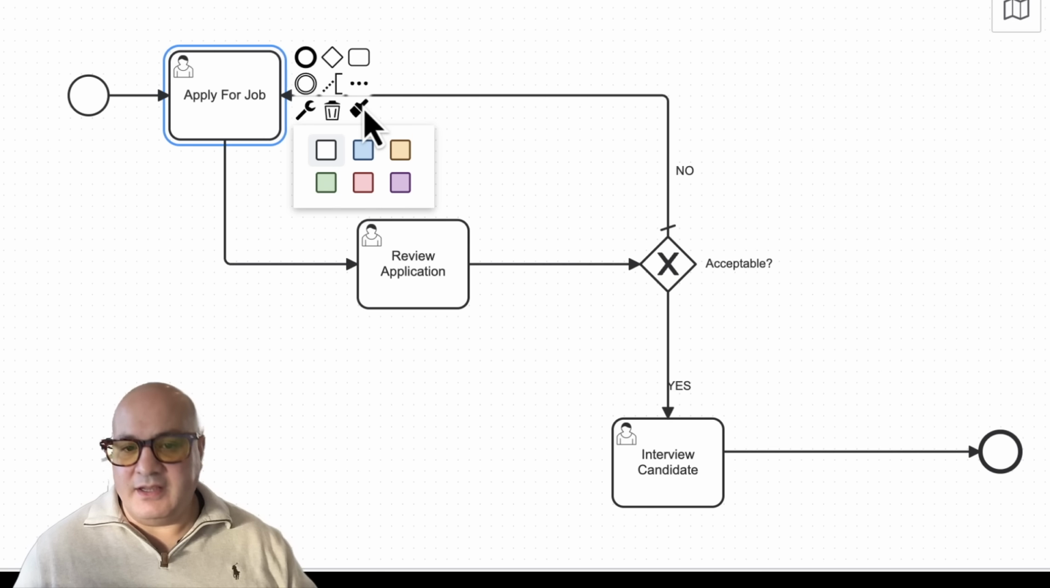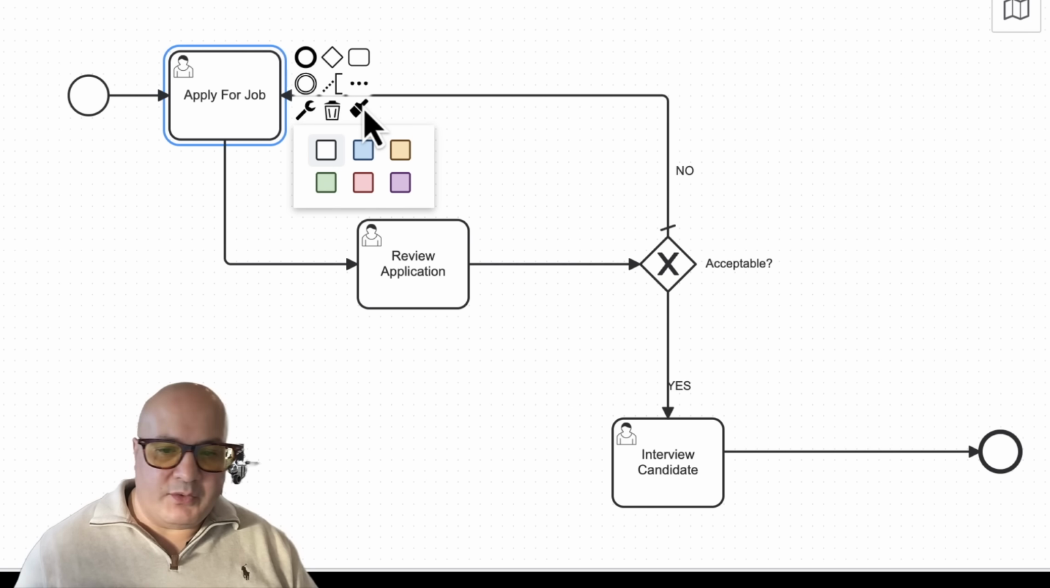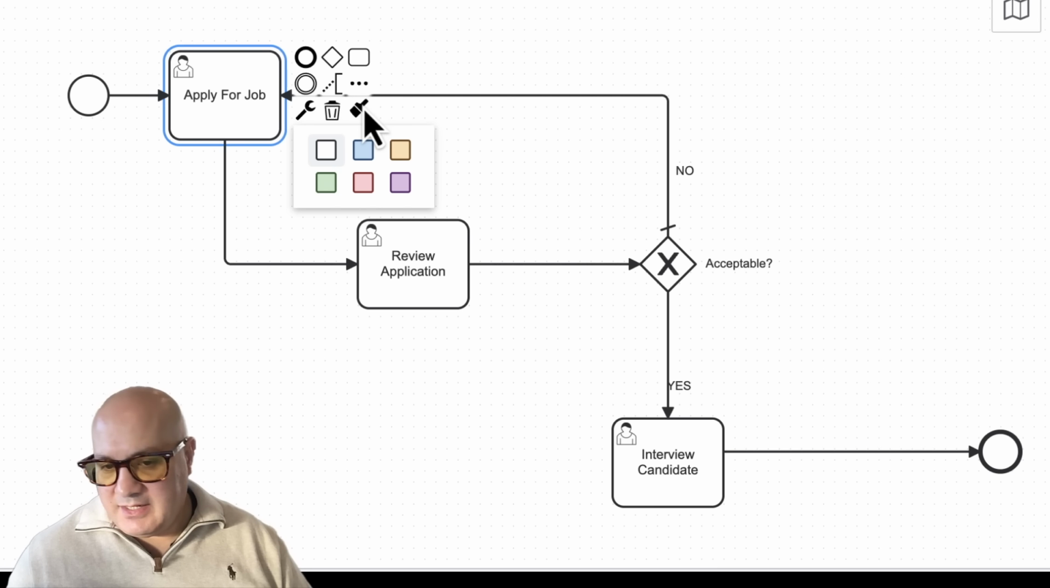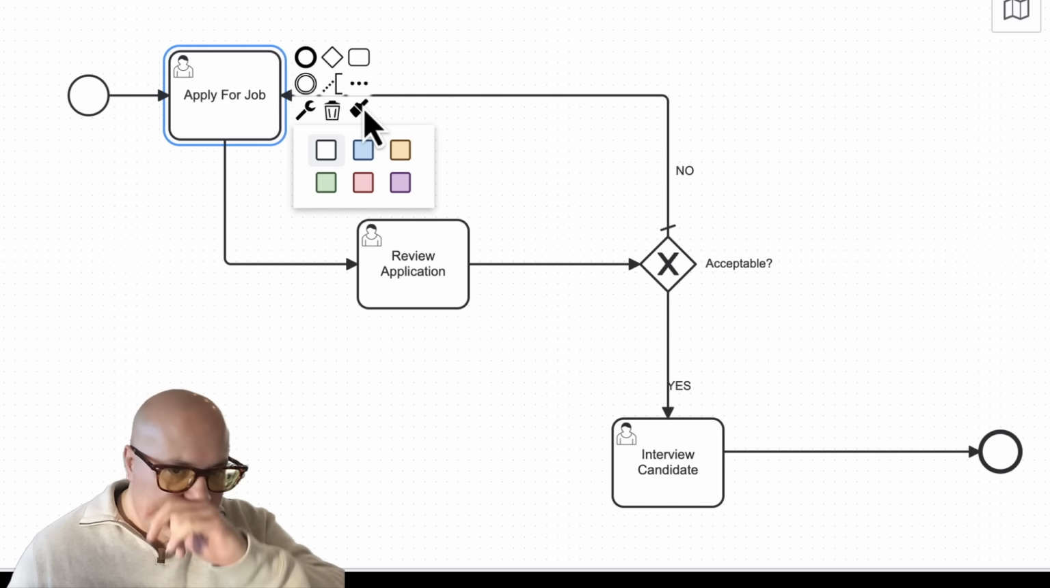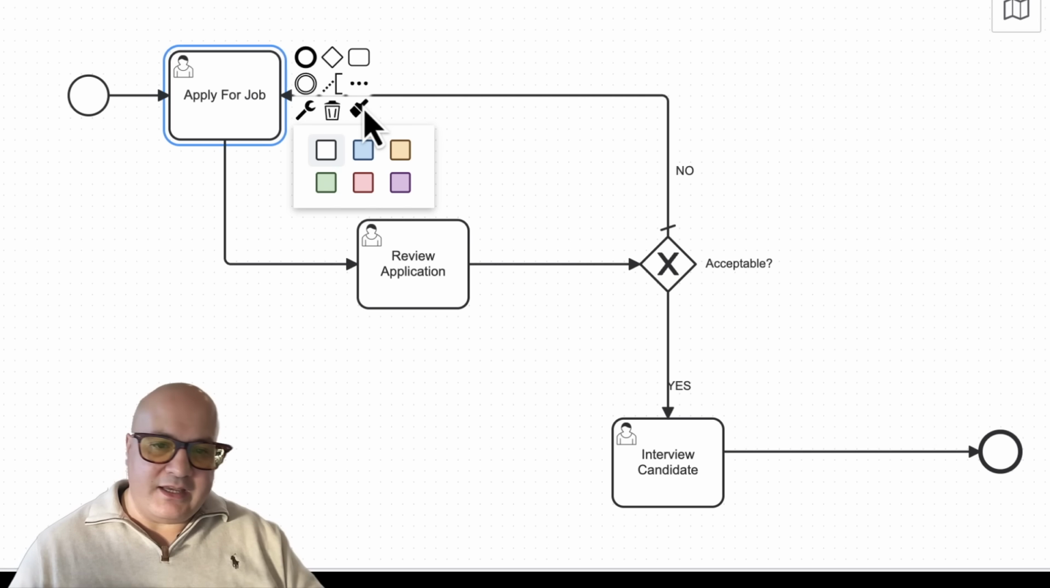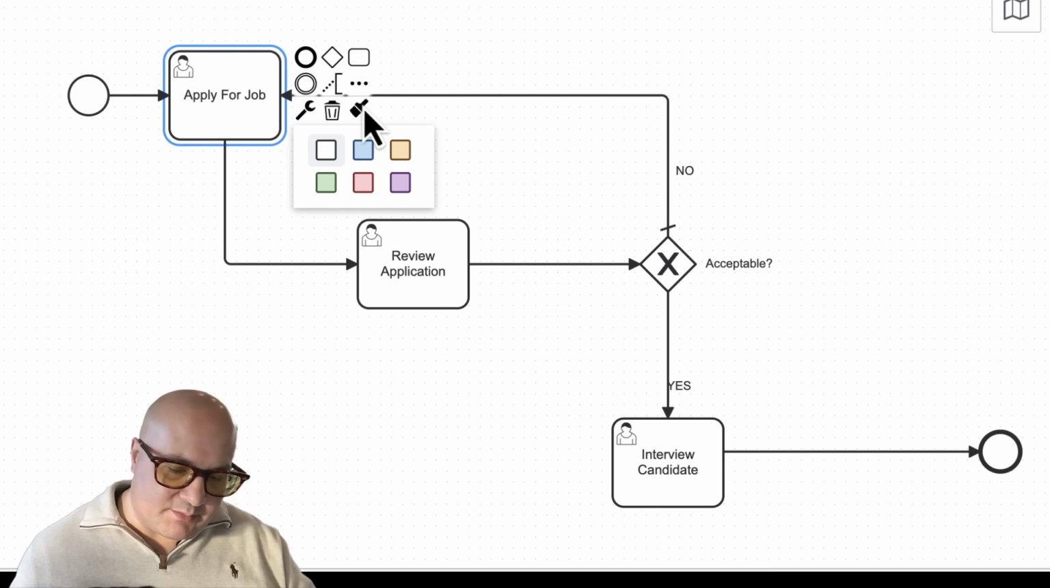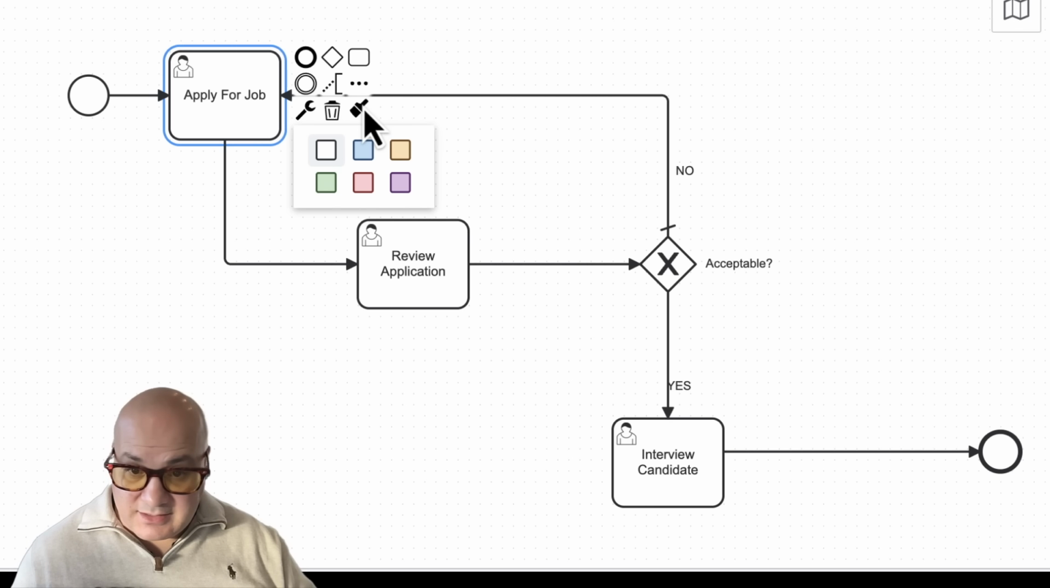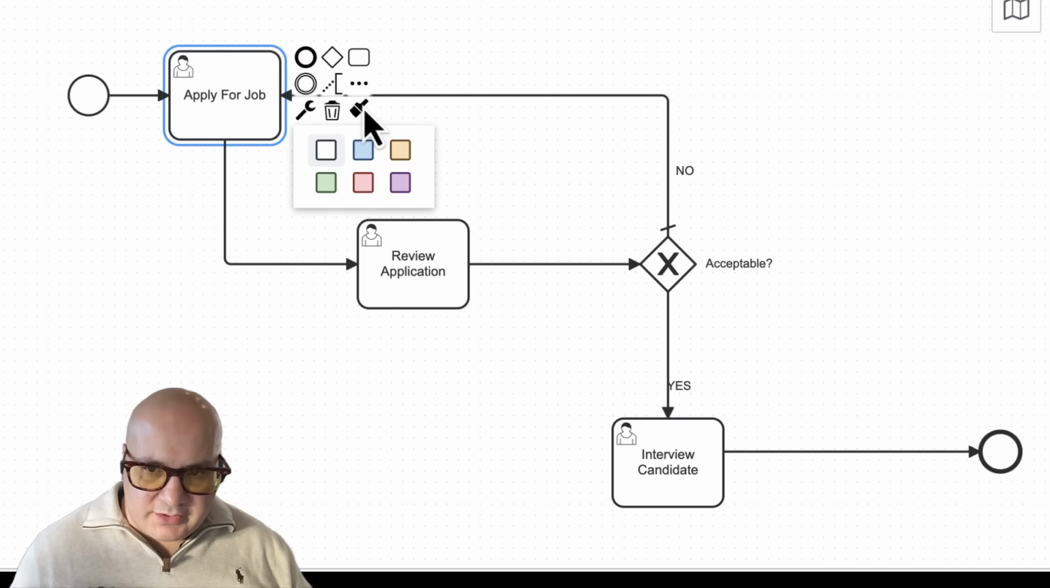I've often had a diagram like this, and I'll say, well, we're done with apply for job and we're working on review application, and interview candidate is at risk. So I'll use green to indicate done, and yellow to indicate that something is in progress, and red to indicate that it's at risk. All well and good.